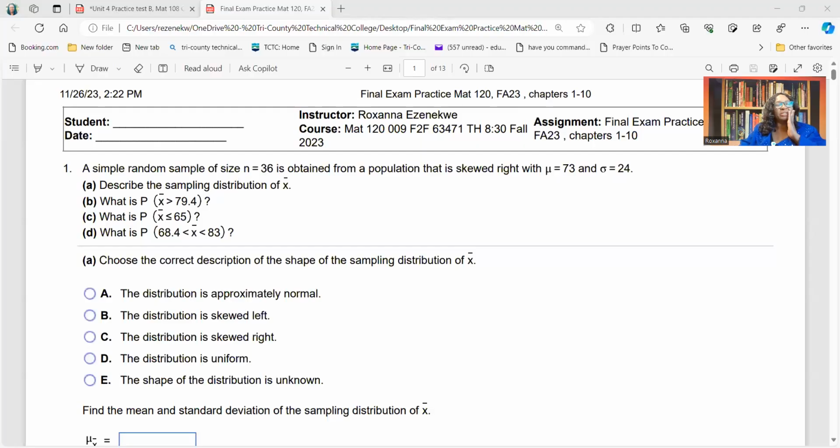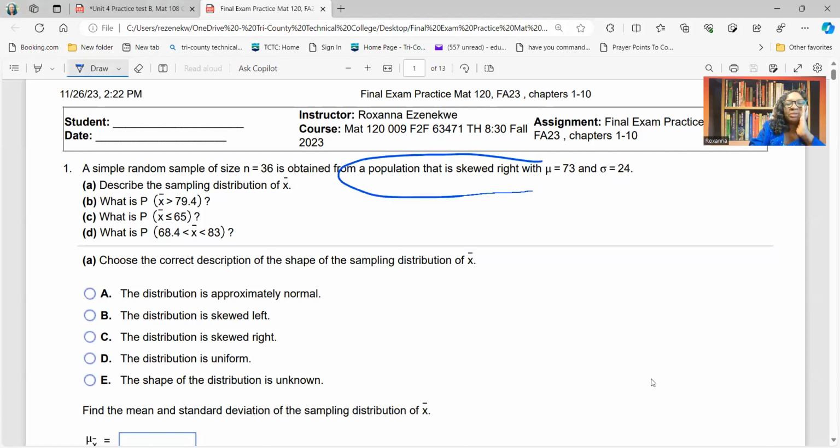A simple random sample of size n equal to 36 is obtained from a population. This question is the one that is blurred in your question, but I want to make sure that you see that it's skewed right. This is another school's class.